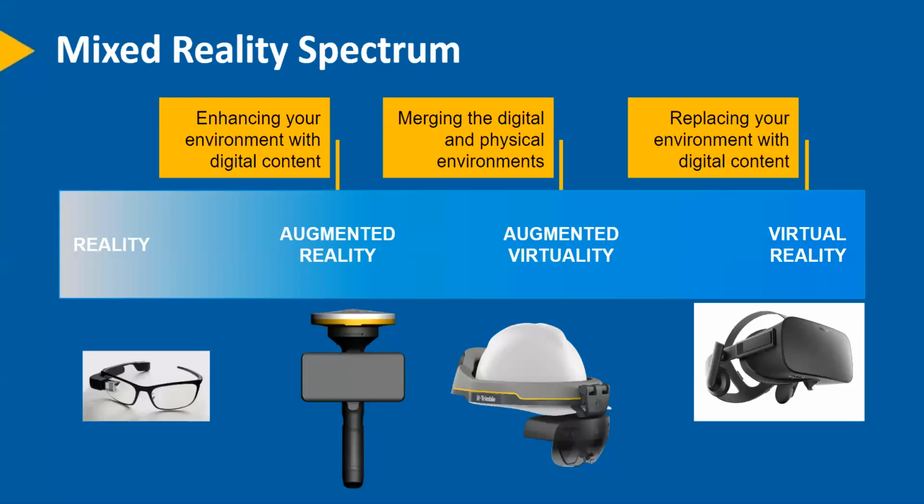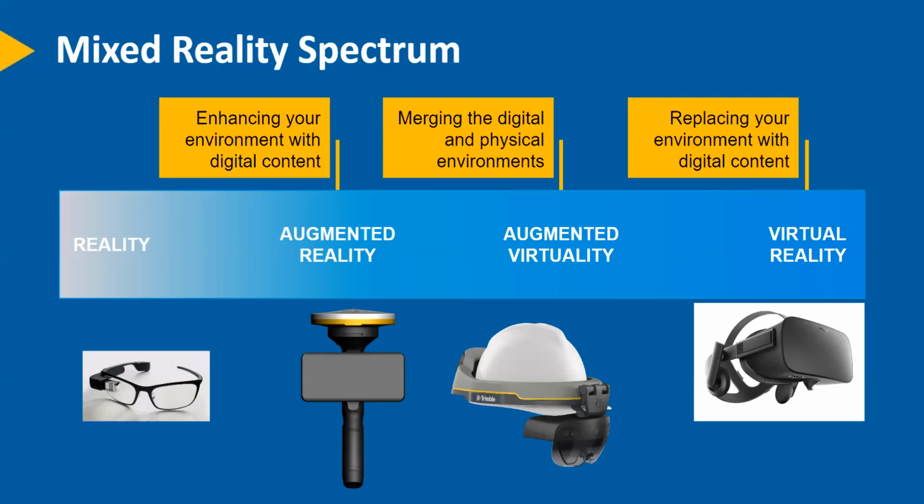When we're talking about this mixed reality spectrum, and Gavin in the intro there did a great job of illustrating that we don't just talk about reality and augmented reality. It actually is a full spectrum from reality to virtual reality, where augmented reality is really defined generally by enhancing your environment with digital content. So overlaying digital content on the real world.